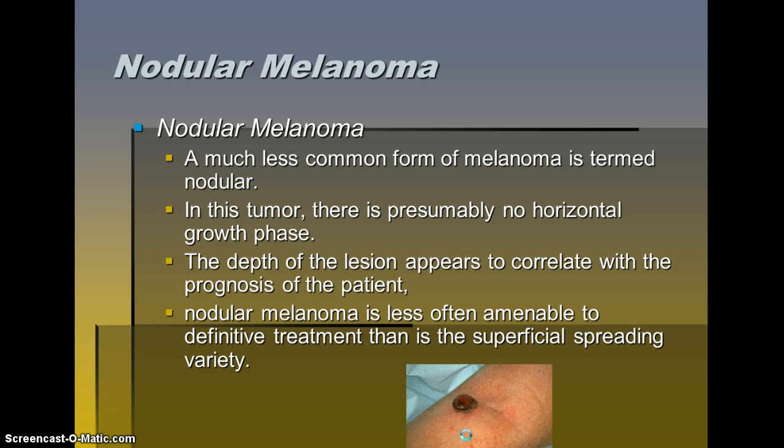Nodular melanoma is less common, but in this type, there's no horizontal phase, which means it doesn't go across like the other one. It tends to be more bumped or raised. The growth of the lesion can correlate to the prognosis of the patient. The deeper or larger the lump, or the nodule, the worse the prognosis is. Nodular melanoma is often less amenable, meaning that it's not as easy to treat as superficial spreading is, because it often metastasizes faster.